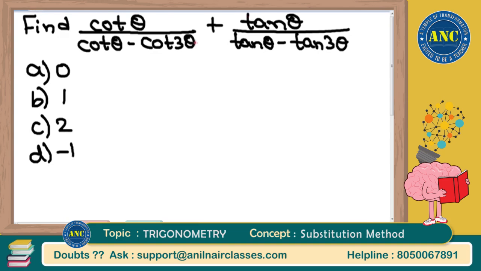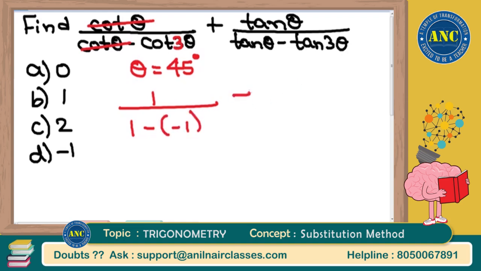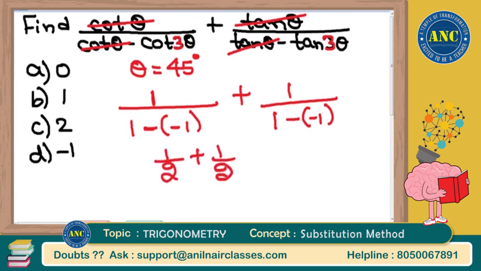When it is tan and cot, the beautiful angle is theta equal to 45. Put it in. Cot 45 is 1, and cot of 3 into 45, cot 135, is minus 1. Plus tan 45 is 1, and tan of 3 into 45, tan 135, is minus 1. This is 1 by 1 minus of minus 1, which is 1 plus 1, 2. So 1 by 2 plus 1 by 2. What should be the answer? How many questions have I taught you only with substitutions? What else do you require?